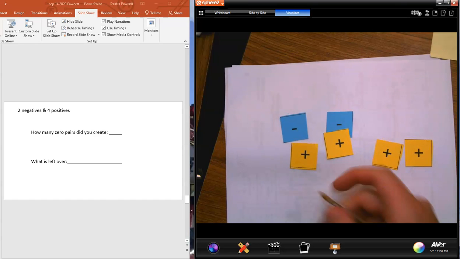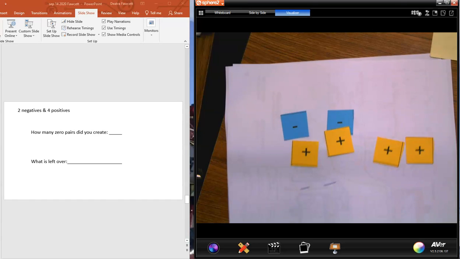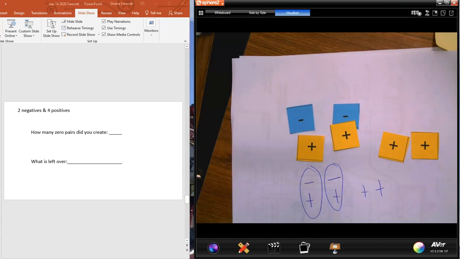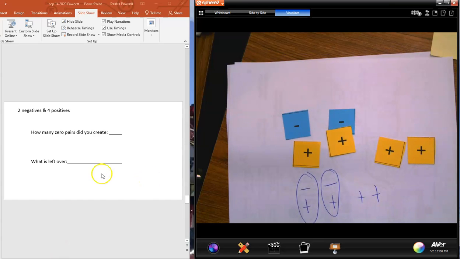If I was drawing this out, I could draw it just by saying 2 negatives and 4 positives, and then I just like to circle the 0 pairs like that. 2 0 pairs and 2 positives.